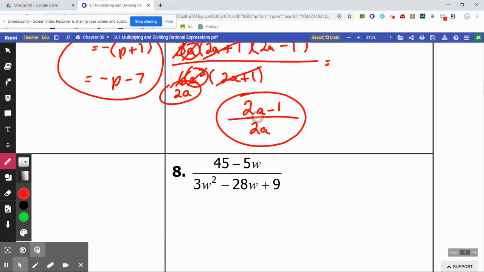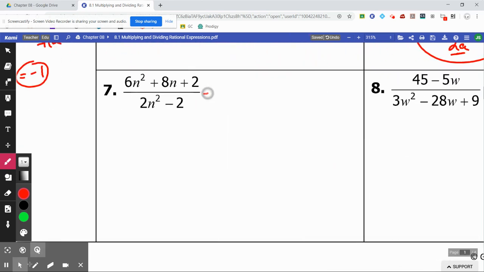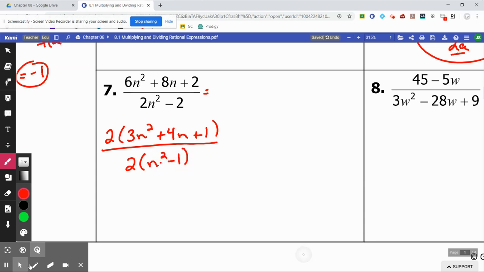Again, how tempting is it to cancel those? But you can't cancel part of the top without canceling the whole thing out. Number 7, the top, we're going to factor out a 2. You're left with 3n squared plus 4n plus 1. On bottom, again, we're going to factor out a 2 as well. You're left with n squared minus 1.